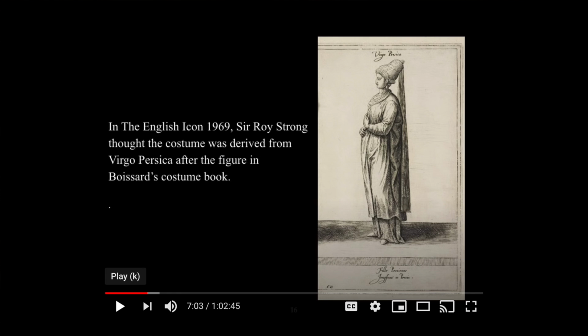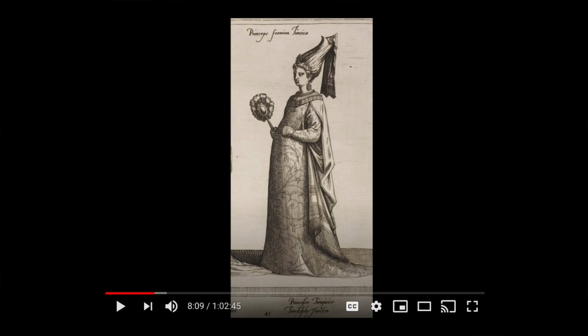However, David Shakespeare queries Sir Roy Strong's assertion that this was the inspiration for Gheeraerts by showing this image from the same work of a Turkish princess. According to David Shakespeare, the Turkish princess is both the source of inspiration for Gheeraerts and definitely pregnant, unlike Sir Roy Strong's Persian Virgin, whose stance is what makes her look pregnant.